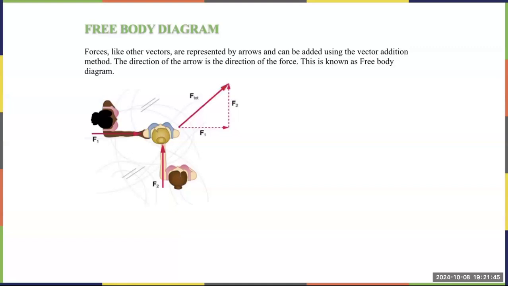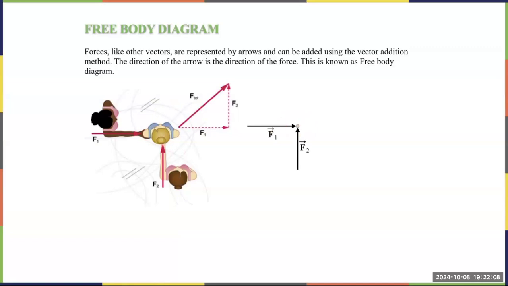By the way, did you guys use the GeoGebra app for your vector addition and subtraction? Did you play with that? Was it helpful? Anyone use that one? Yeah, or extremely helpful. Okay, good.